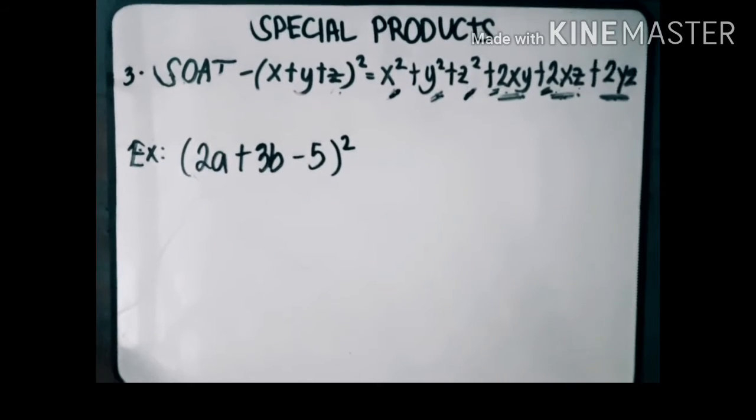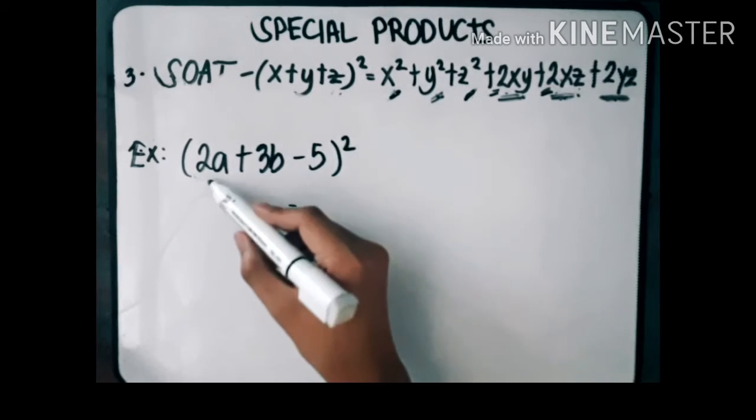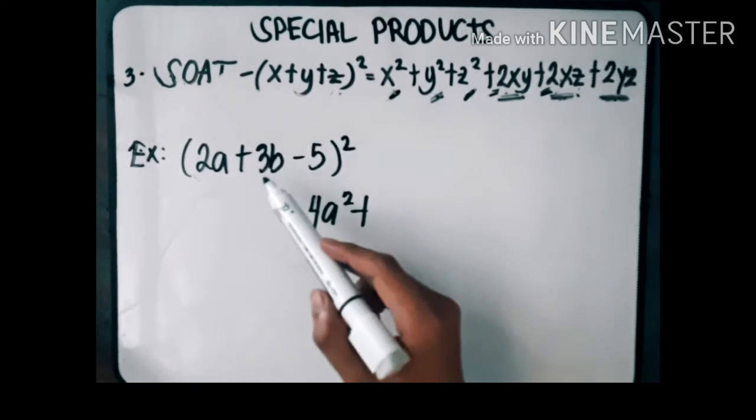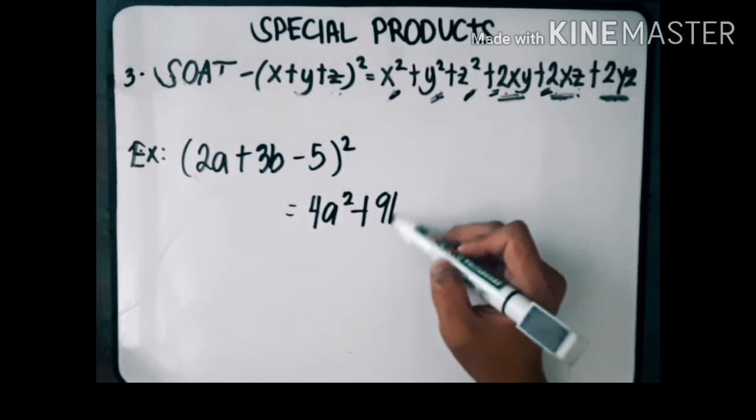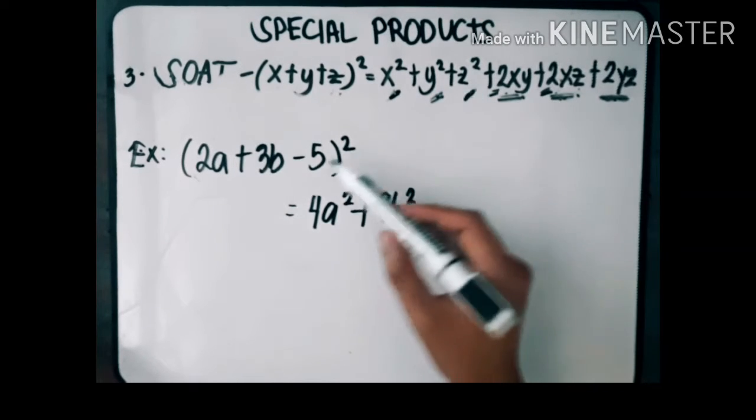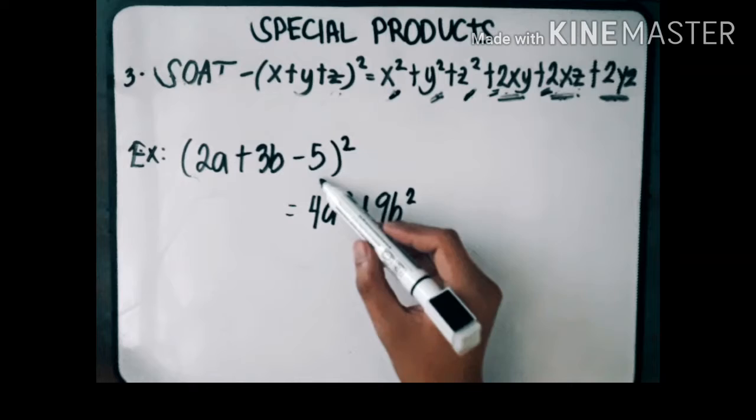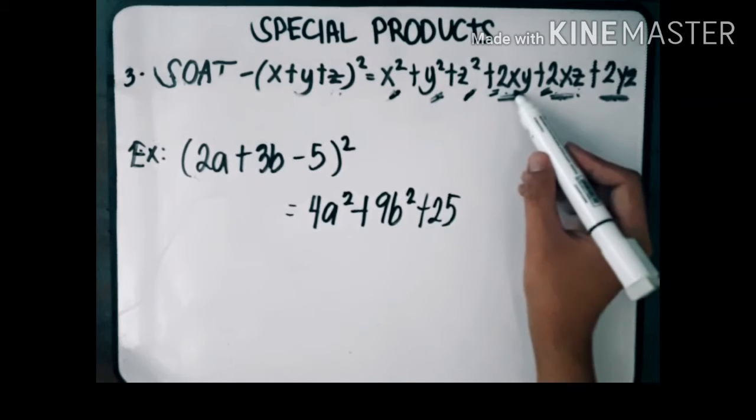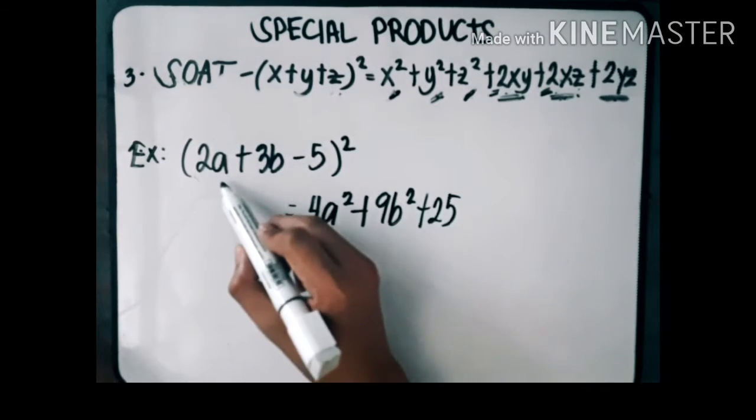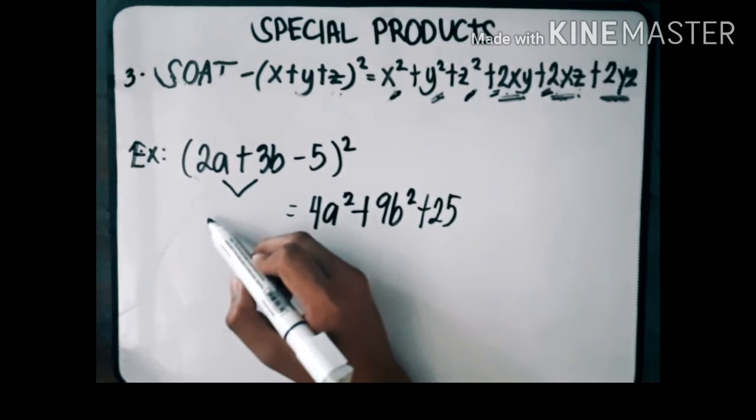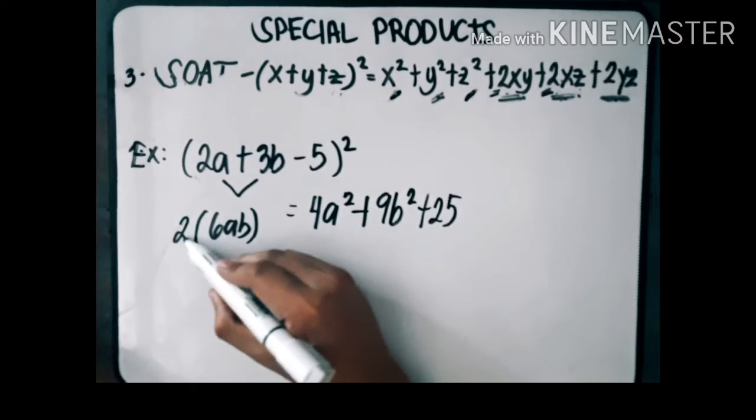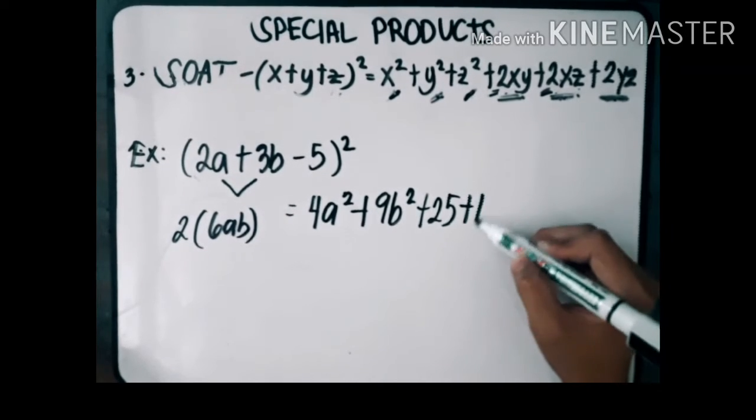How about 2A plus 3B minus 5 raised to 2? First, kunin natin yung square ng 2A, which is 4A squared, plus the square of the second term, which is 9B squared, square of the third term, which is negative 5, is positive 25, and then twice the product of the first and the second term. So the product of this, 2a multiplied by 3b is 6ab multiplied by 2. So that will be 12ab.